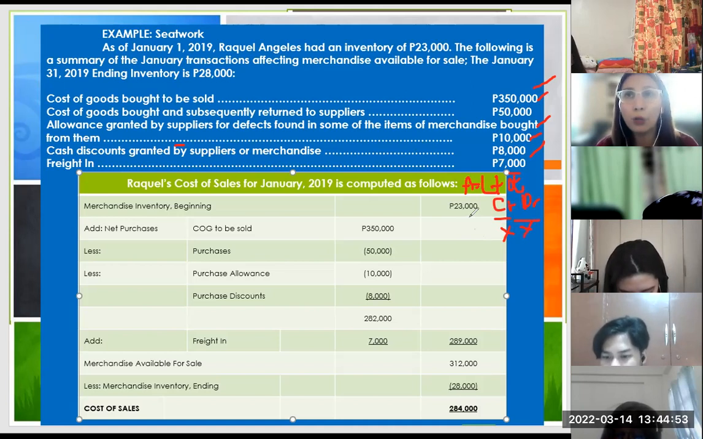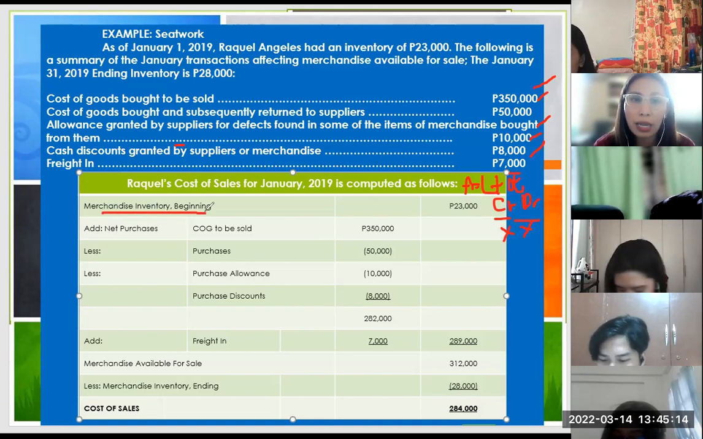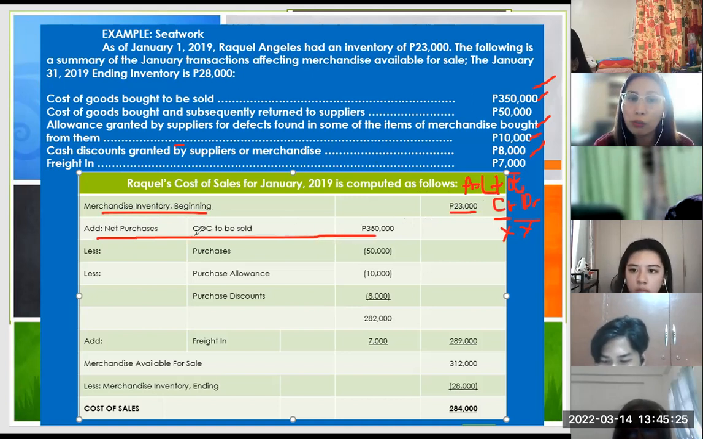Ang kailangan lang approach dito is you have to identify kung yung mga titles are decreases or reduces or increases naman yung amount. Ganon lang siya. Katulad nito, lagi kayo mag-start sa beginning inventory. Naka-state naman yan, 23,000. And then you have to add lahat ng costs. Okay, the cost of goods to be sold or the cost of goods sold.